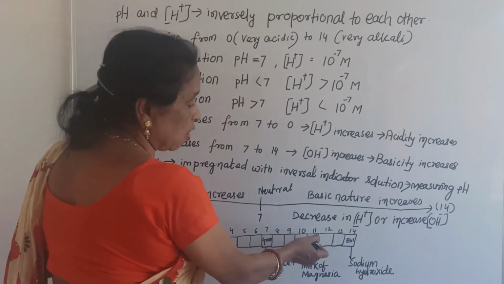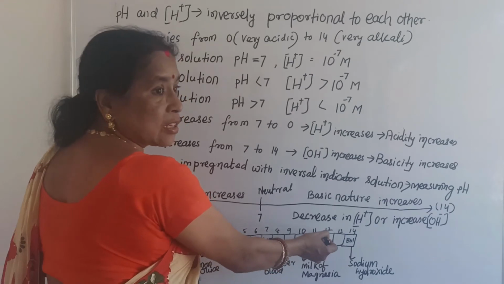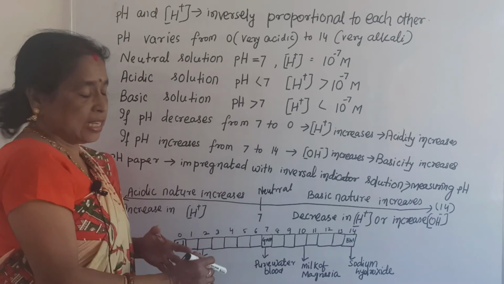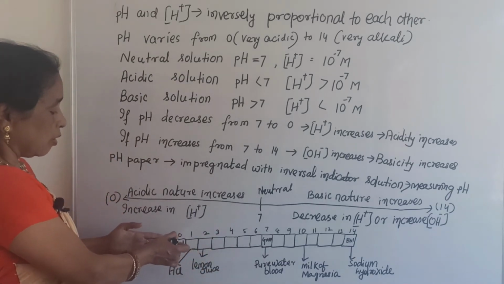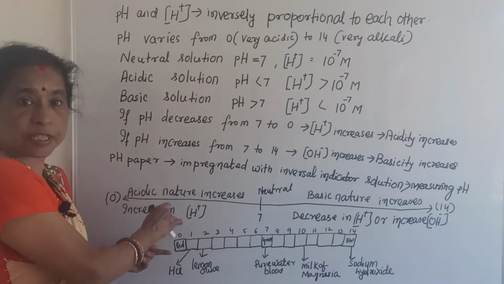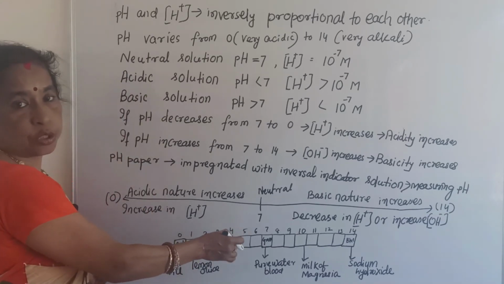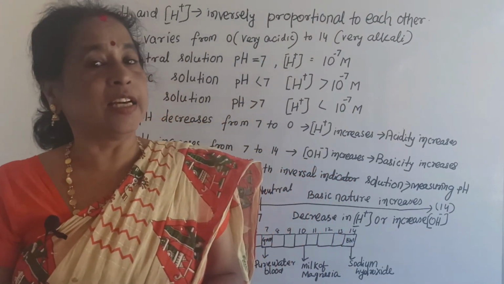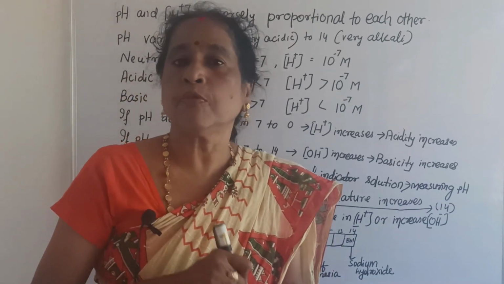And now if you see the color for 11 and 12, which is more basic, then you can say yes, 12, the color is matching, so it is more basic than 11. Similarly, if you see 4, what is the color, and here you see 0, that is red color, you can match it and say yes, this particular solution is more acidic than that particular solution. So I hope pH is clear to you.